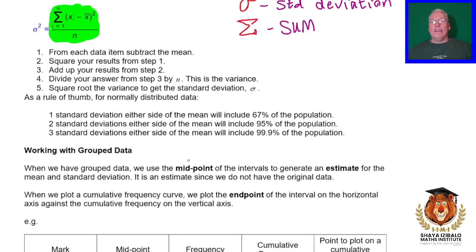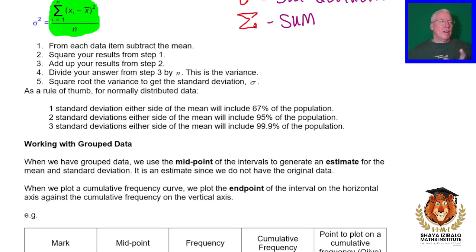Generally speaking, one standard deviation either side of the mean will include 67% of the population. So that's just a rule of thumb. Two standard deviations either side of the mean will include 95%, and three standard deviations either side of the mean typically will include all the data items. And we're talking there about what we call normally distributed data.